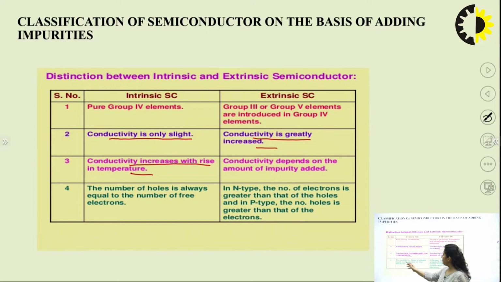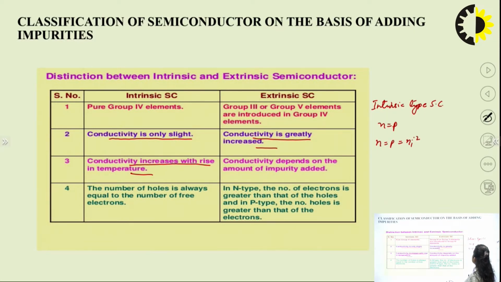The fourth point is that the number of holes is always equal to the number of electrons. Here N is equal to P, the number of electrons is equal to the number of holes, in the case of the intrinsic type semiconductor. Normally N is equal to P is equal to Ni square when we solve for the carrier concentration of electrons and holes in intrinsic type semiconductor. There we represent N naught times P naught is equal to Ni square.